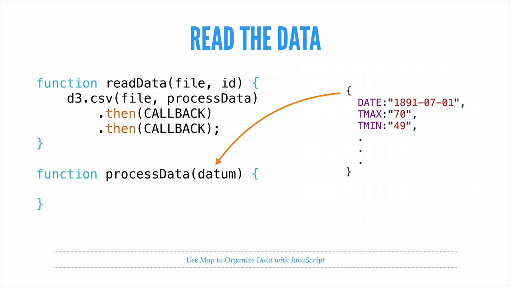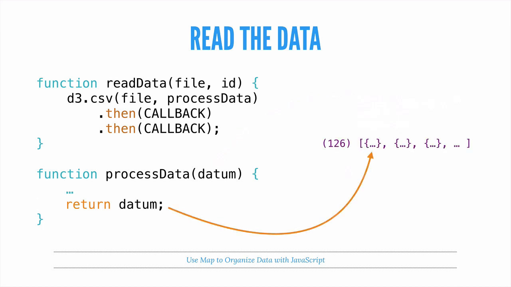The objects that represent each line of the data file are passed to processData one at a time. So, for instance, the first object that's passed to processData will be an object with the property names from the header row, so date, tmax, and tmin, for instance. We'll use processData to pick out the items we're interested in, create an object with just those properties, and return that object from processData. Each of these objects gets returned and collected into an array.